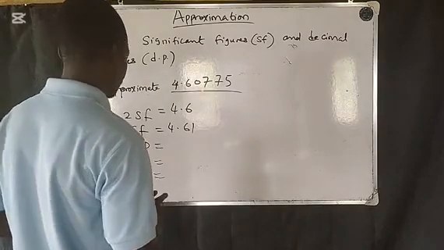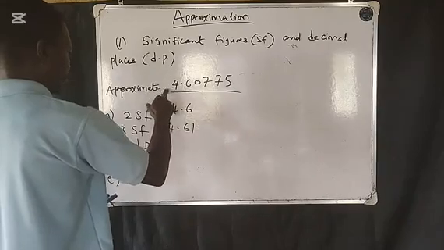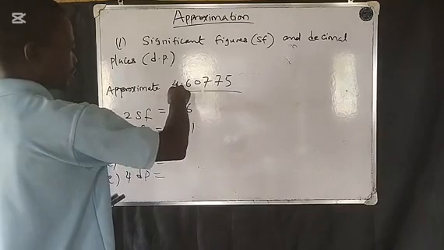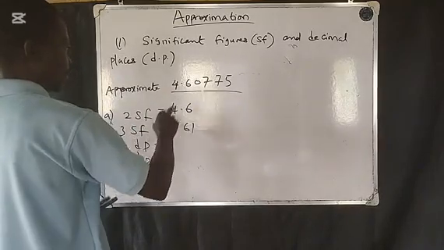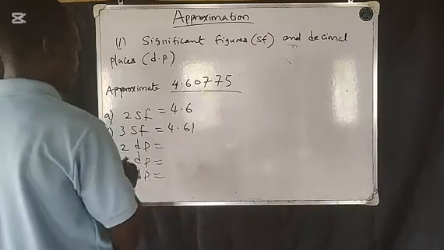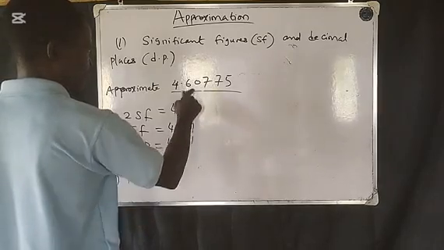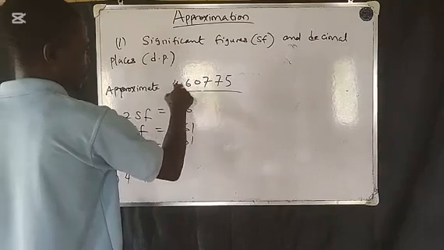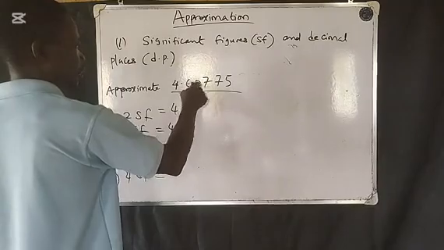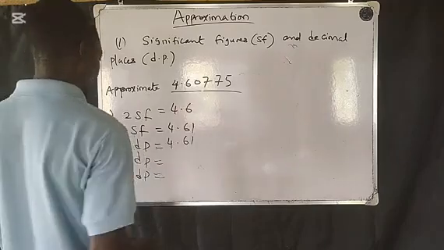This is 3SF. Then 2DP. You cannot count from the beginning this time around because it is decimal places. So you start counting from the decimal point. 2DP means 1, 2 after decimal. You stop here. So 2DP is 4.61. You stop here, 2 decimal places, 1, 2. But this 7 is a senior digit. You add 1 here. You round up to 61 instead of 60.